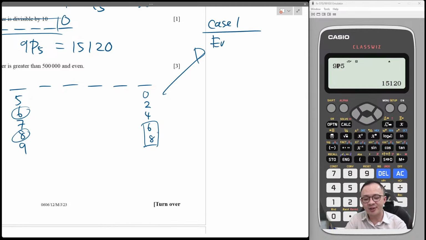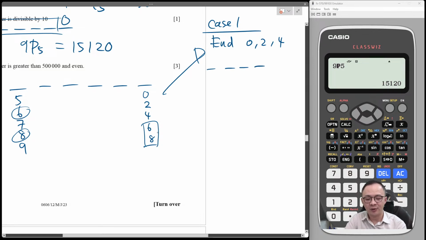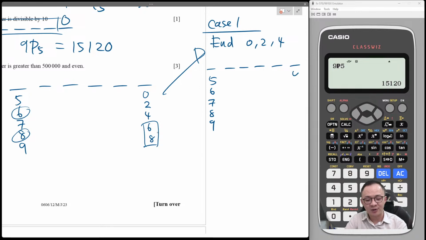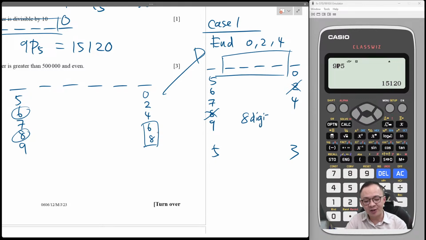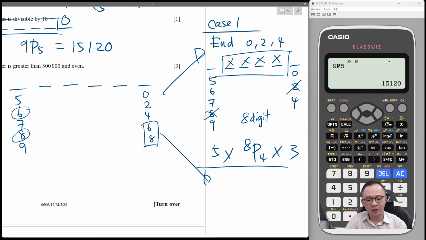Case 1 I will just imagine that I end with 0, 2 and 4, isn't it? So since the number doesn't clash, right? 7, 8, 9, 0, 2, 4. Here you have 5 choices, here you have 3 choices. So after you use 2 numbers already, then you still have 8 digits that haven't been used, isn't it? Then you want to fill up 4 places, so it's called 8P4. Okay, done. Then we go to case 2.